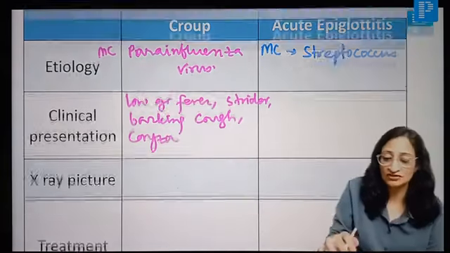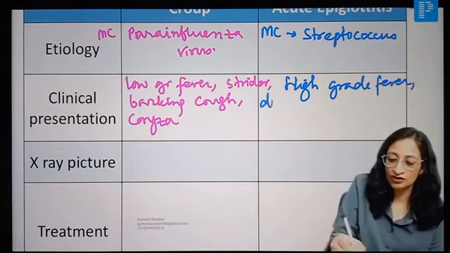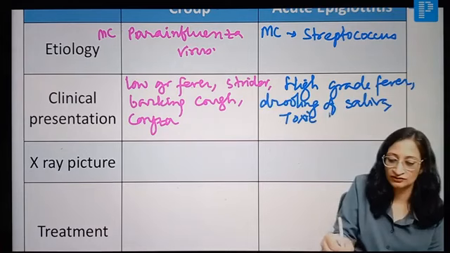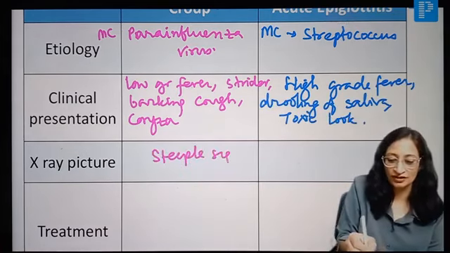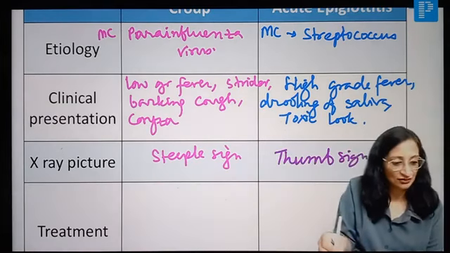But in acute epiglottitis, the child is very, very sick. There is high grade fever, drooling of saliva, the child is not even able to swallow his own saliva, and has a toxic look. X-ray picture in croup, we know we get the steeple sign. In acute epiglottitis, we get the what sign? Yes, thumb sign.